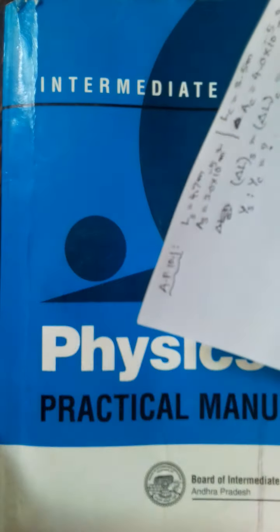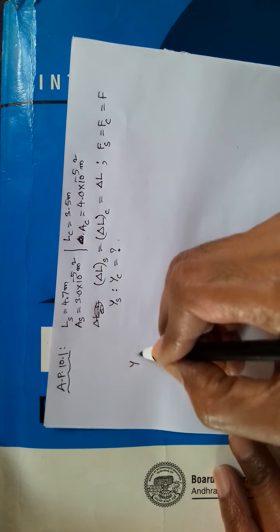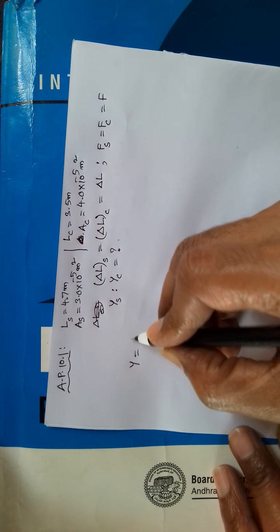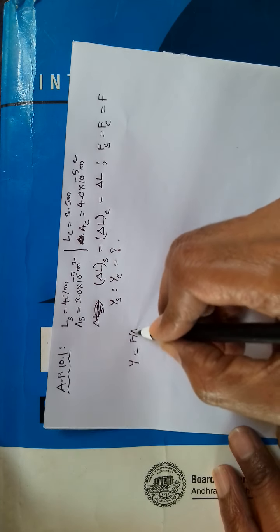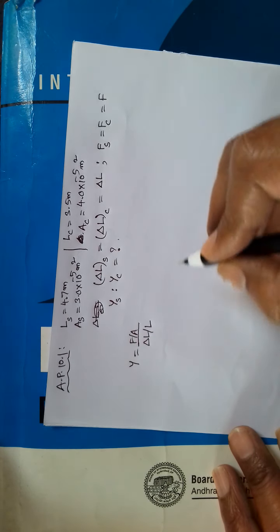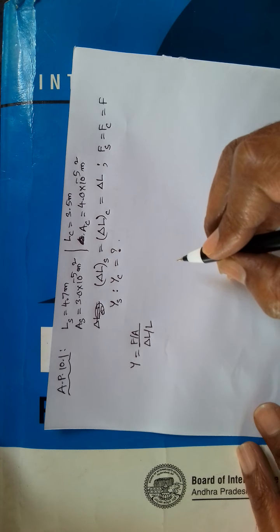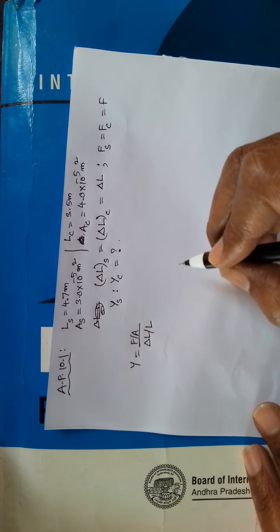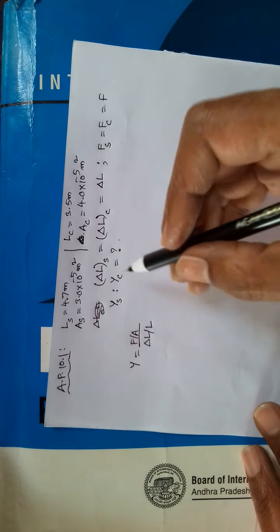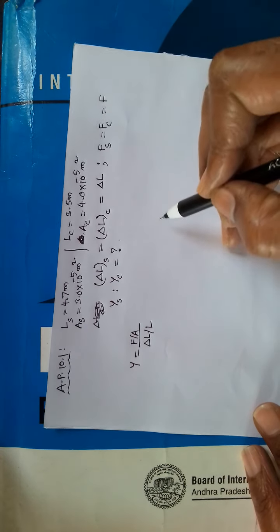Now let us write the formula for Young's modulus. Y is equal to F by A divided by delta L by L. So according to the given problem, elongation and load are the same.